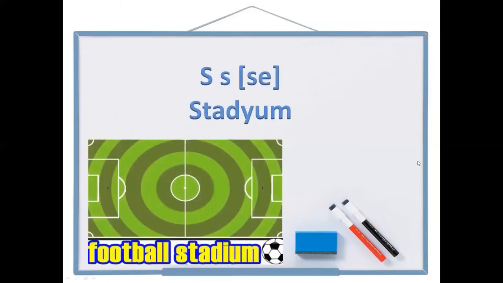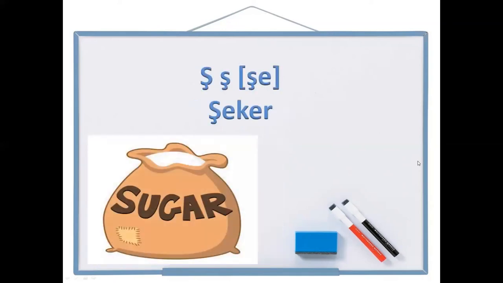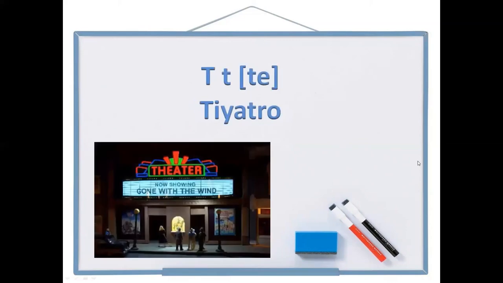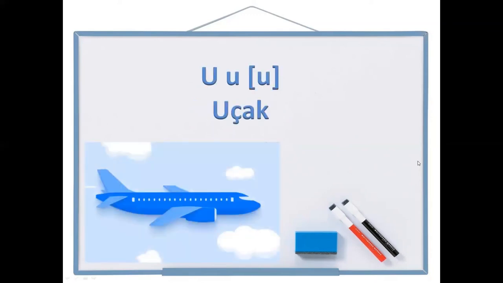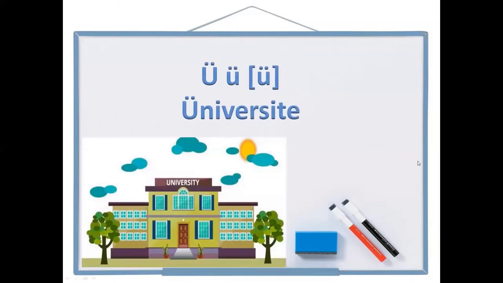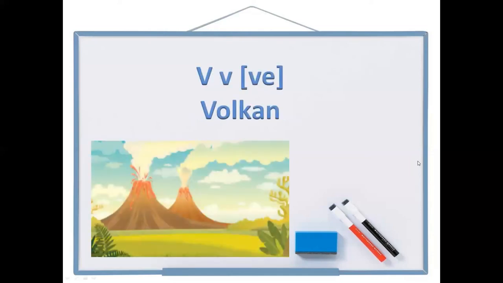And the next one is S. Stadyum. S. Stadyum. And the next one is with a tail. Ş. Şeker. Ş. Şeker. And the next one is T. Tiyatro. T. Tiyatro. And the next one is U. Uçak. U. Uçak. And the next one is a thinner version of U with dots. Ü. Üniversite. Ü. Üniversite.